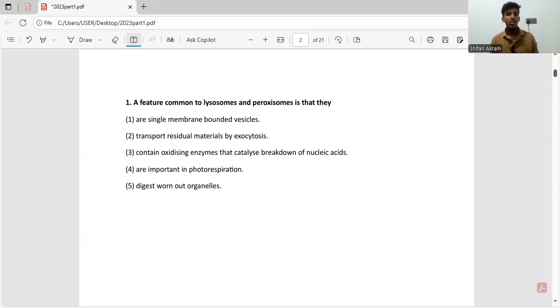Now we know lysosomes and peroxisomes are present inside the cell. Lysosomes are usually involved in autolysis, digesting worn-out organelles and exocytosis. And when you take peroxisomes, they are usually involved in detoxification. But something common in both of these organelles is that they are single membrane bound organelles. So as the first statement says, this is the correct answer.